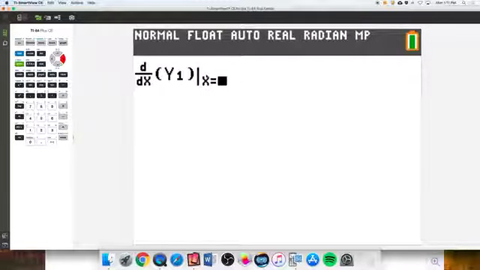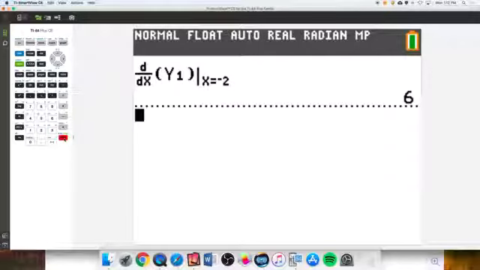Now, this vertical bar is the when bar, it's the evaluation bar. It means evaluate the derivative of this with respect to x when x equals, and let's go ahead and plug in a -2. This does the same thing as if we were to graph it and find the slope graphically, but we don't need the graph. You hit enter, and it gives you +6. Is that what we were expecting? Yep. All right, let's do it again.